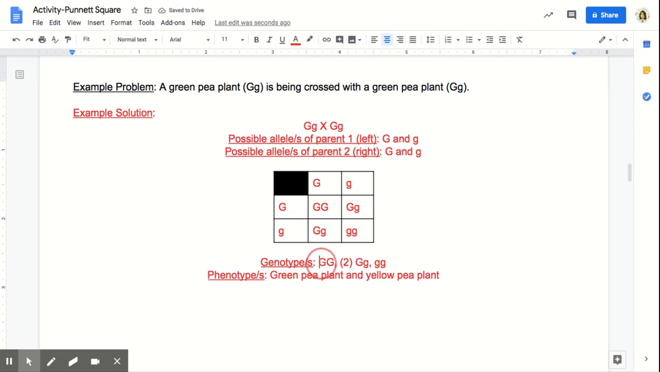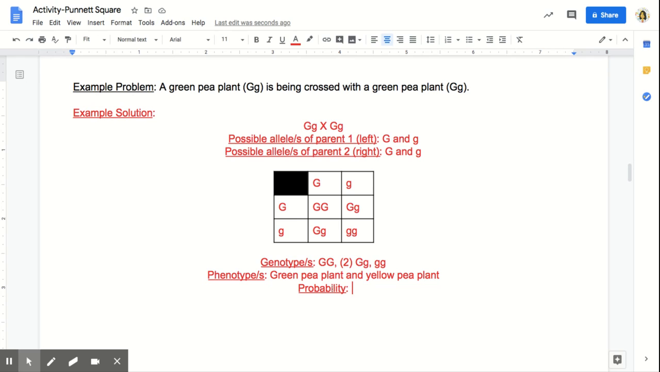Okay? So these three are all green pea plants. Homozygous dominant and heterozygous are both green pea plants, and only one is a yellow plant. Okay? So I'm gonna add something. You don't have to include this in the activity. This is called probability. So this is not included in your activity, but I thought I might as well include this in this video.